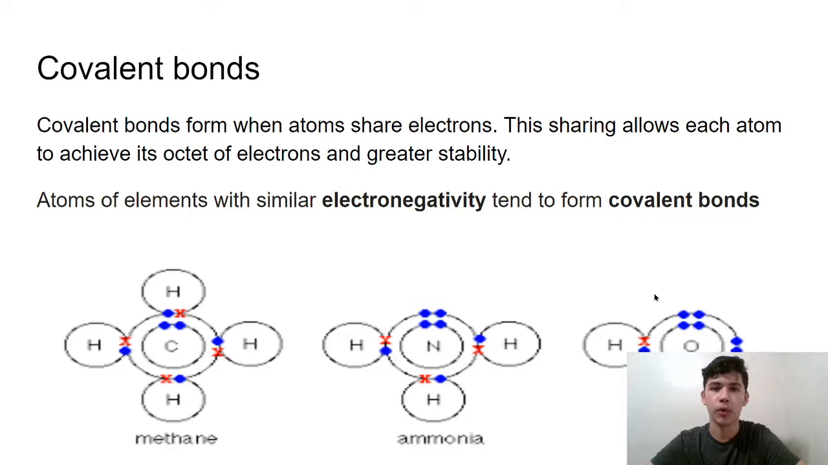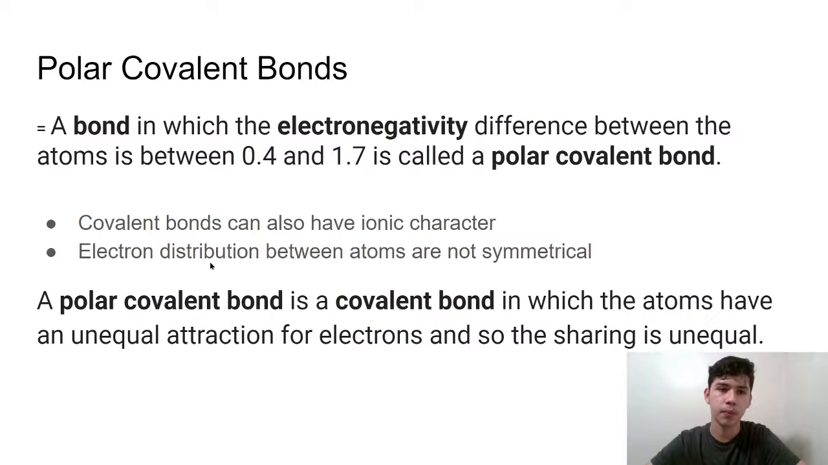Covalent bonds are formed when atoms share electrons. This sharing allows each atom to achieve its octet of electrons and greater stability. Atoms of elements with similar electronegativities tend to form covalent bonds. Examples would be methane, ammonia, and water. Methane is the simplest organic compound that contains covalent bonds.